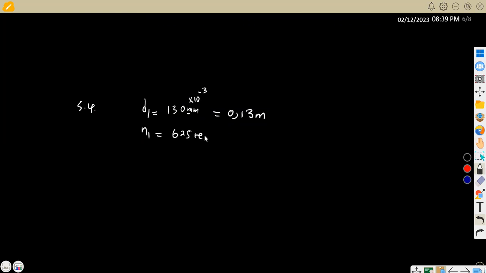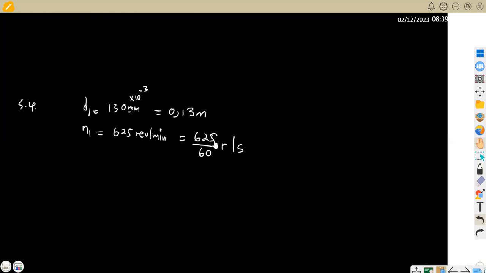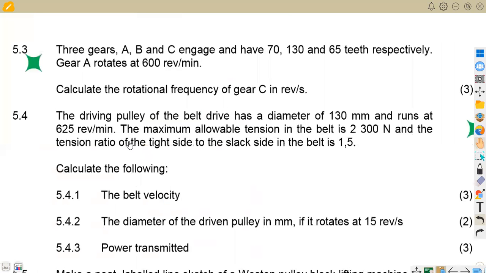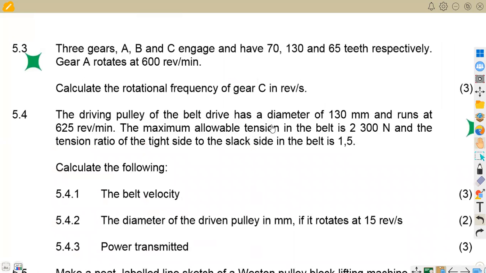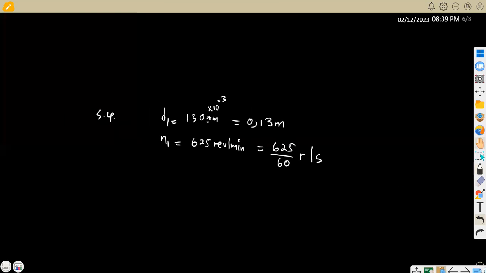So we're given 625 revs per minute, which we can convert to revs per second. Remember, per minute simply means you divide by 60. So it's going to be 625 over 60, which is in revs per second. All right, so that's what we have. And we are also given that the maximum allowable tension, this is the tight side, that's where we can have the maximum tension, 2,300. So we're given T1, which is on the tight side. T1 is equivalent to 2,300 Newton.